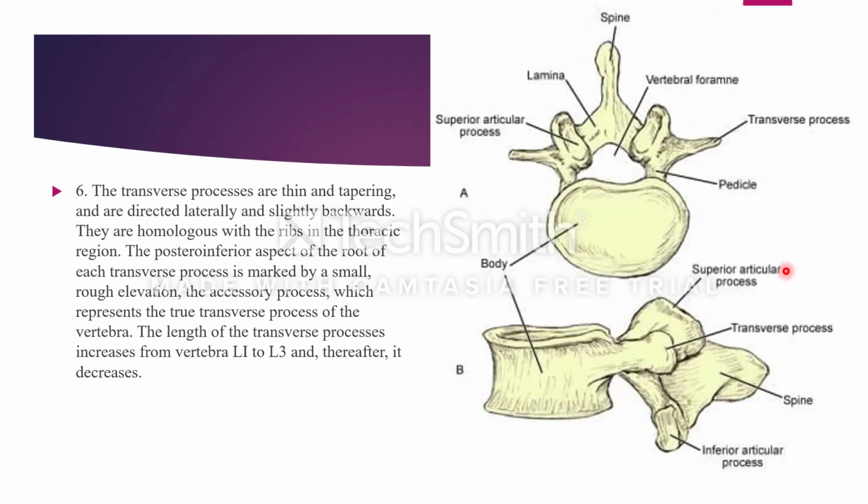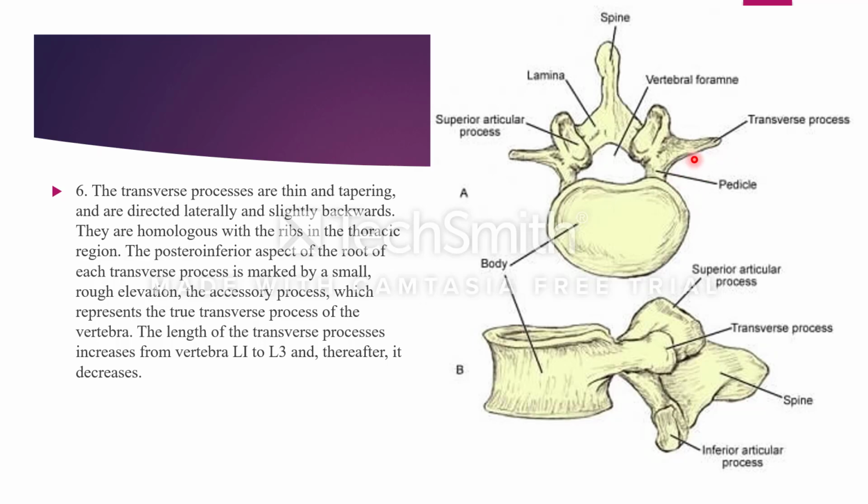Now we will discuss the transverse processes. See here, these are the transverse processes. They are thin and tapering. See here, this is thin and tapering, and they are directed laterally and slightly backwards. They are homologous with the ribs in the thoracic region.